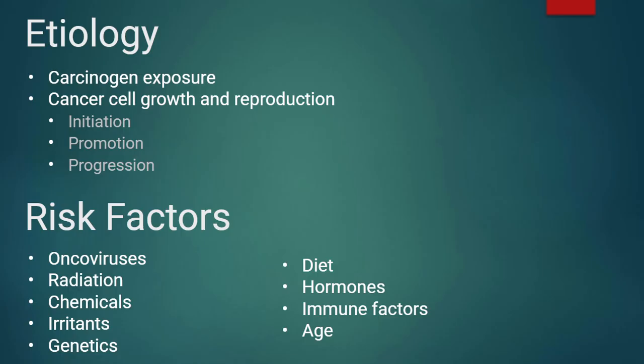Genetics, family history plays a role in certain cancers. Diet, high-fat, low-fiber diets can raise risk. Hormones, imbalances, or long-term hormone exposure can promote growth. Immune factors, a weak immune system can make it harder to detect and destroy abnormal cells. And of course, the older we get, the more time our cells have been exposed to carcinogens and the more likely mutations have built up.